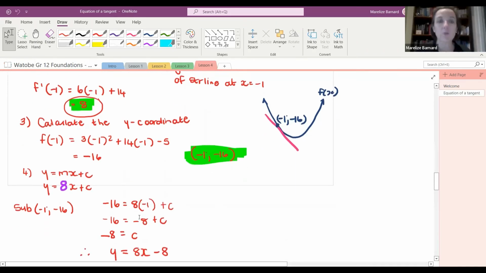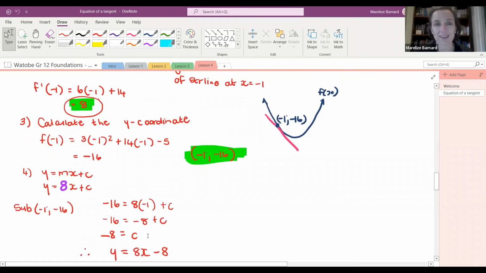And finally, we've now gathered everything we need to do the equation of the straight line in totality. We've got a point that we can sub in so that we can solve for c. We've got 8, which was the gradient. And we sub in our point, -1 and -16, and then c is -8, not 8.